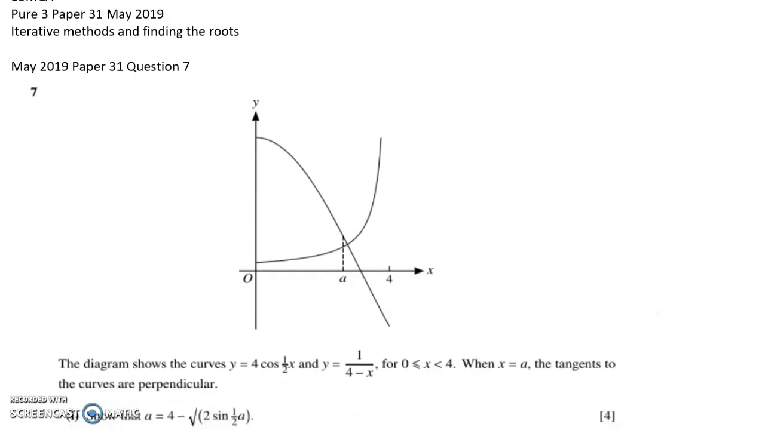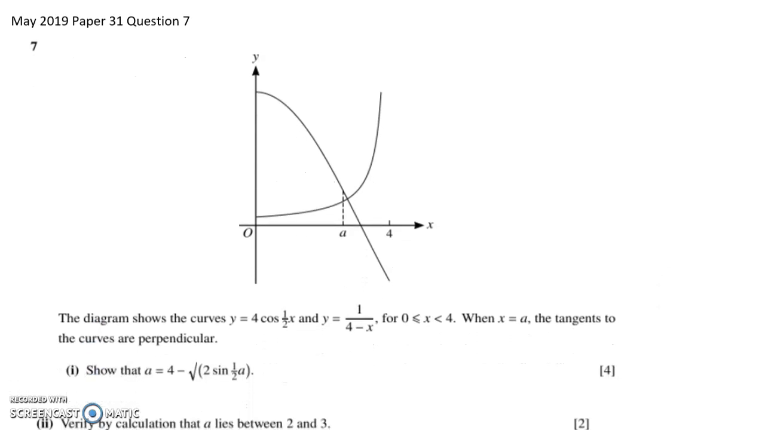We've got a diagram here that shows us two curves. We've got the curve for y equals 4 cosine half of x, which is obviously this one here, because it's starting up here. And then we've got the curve of y equals 1 over 4 minus x, and that's here, and you can see it's going to have an asymptote at 4. What we're looking for is not the point where those two curves meet, and that's what makes this question a little bit different. We're looking for the point A, and when x is equal to A, the tangents to the curves are perpendicular.